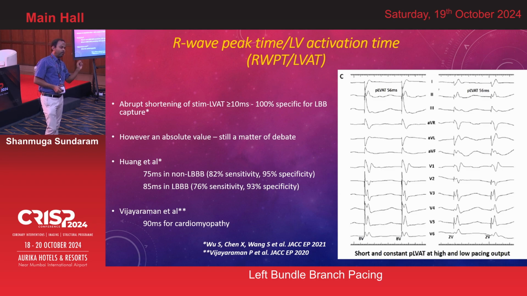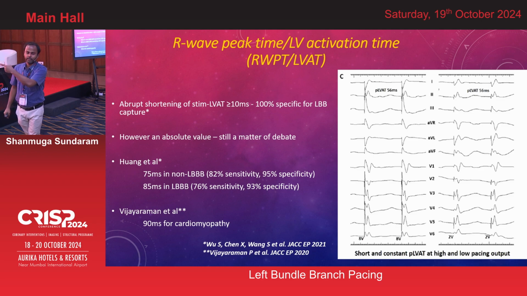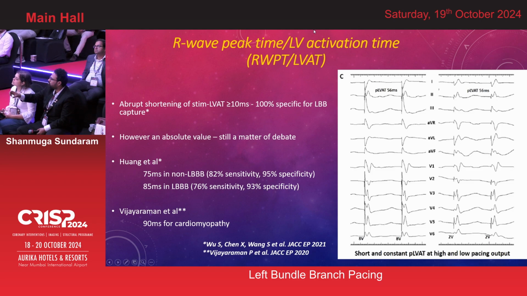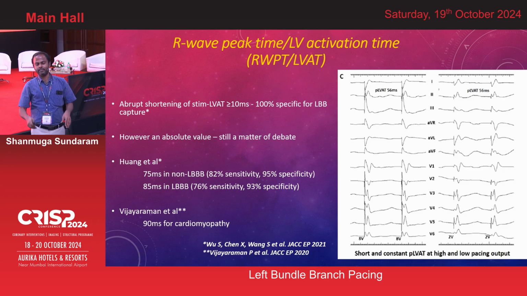Remember, not all QR in lead V1 are left bundle branch pacing. Majority of the patients with septal pacing as well can have this so-called QR morphology, but this criteria, short and constant LVAT, will help you in confirming that you are capturing the left bundle, not the LV septum. Yeah, 8 volt and 2 volt output are just to rule out a far field capture.